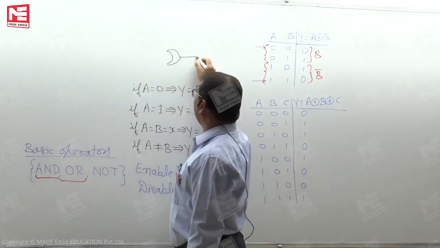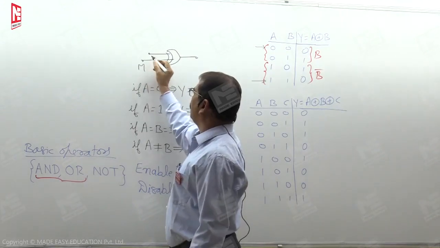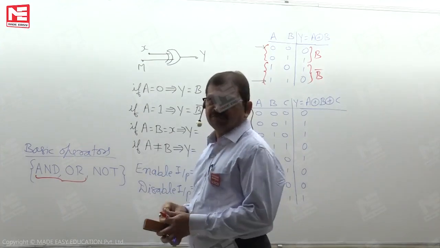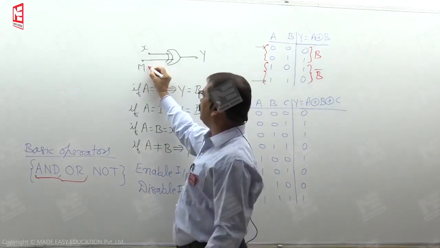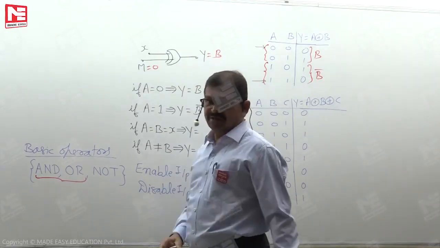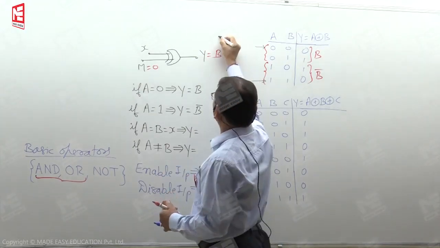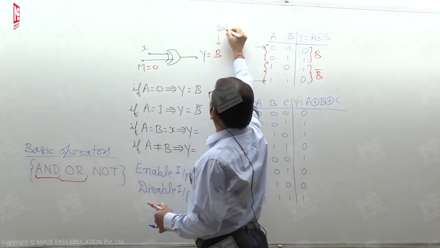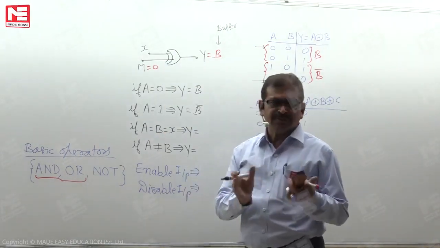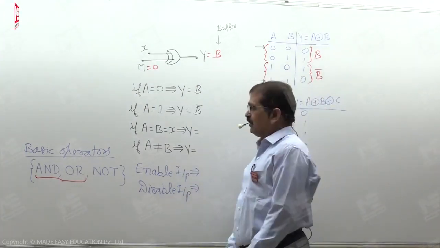We have one of the inputs with the name, say, M, and the other input we name X. The operation of this exclusive OR gate is dictated by this M. If M is 0, the output is B. So whenever M is 0, the operation is a buffer operation. Buffer operation is nothing but sending the input as it is to the output. That operation we name the buffer operation.